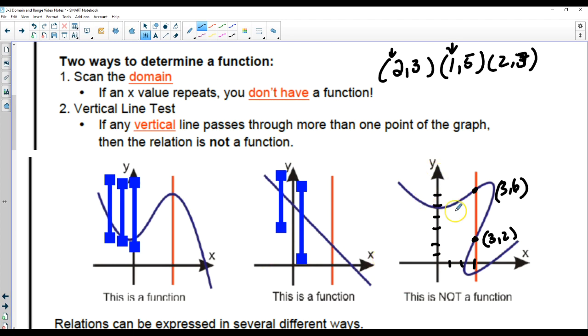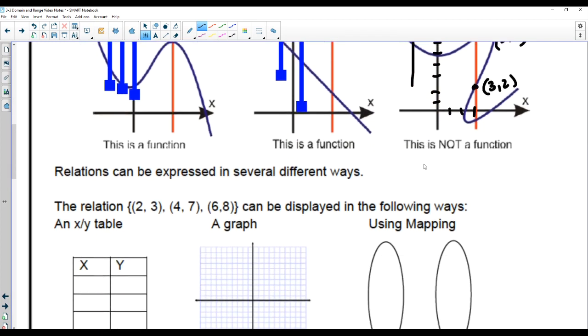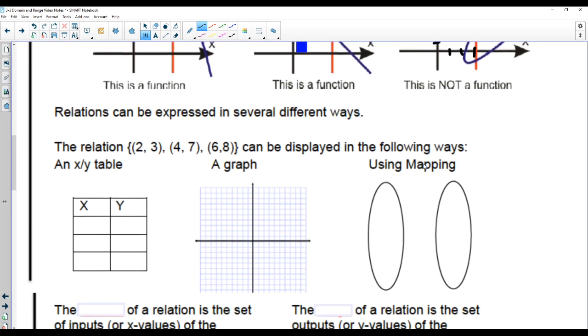So that's why if you have a graph, you can use a vertical line test. Notice that if I draw a vertical line over here, it only hits once. But if it fails the vertical line test anywhere, it is not a function. All right, so let's look at the different ways we express relations. The first way is just through ordered pairs.